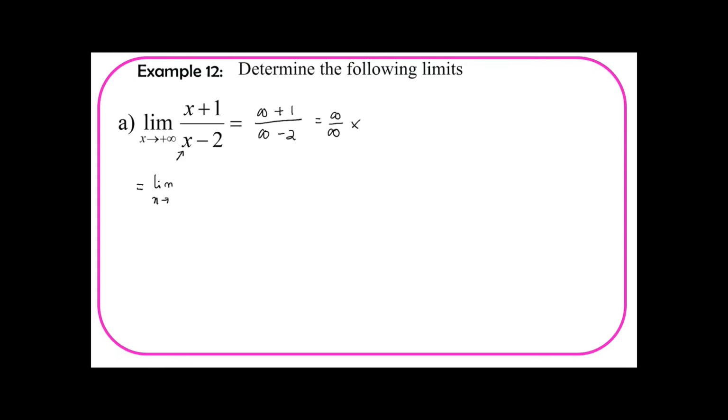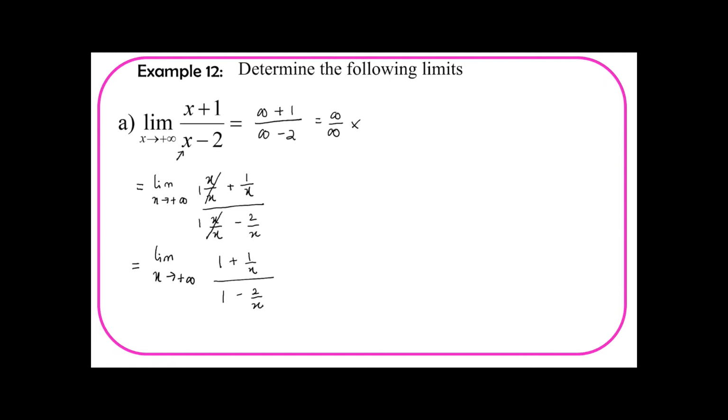So now, limit as x approaches positive infinity. We just copy it back. For the denominator part, we divide every single term by x. So this would be equal to x over x plus 1 over x, divided by x over x minus 2 over x. After that, try to simplify your function. x divided by x is basically 1. Now, rewrite back your simplified function. We have the limit as x approaches positive infinity of 1 plus 1 over x divided by 1 minus 2 over x.